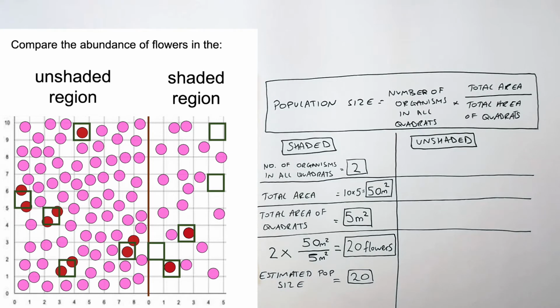And to calculate your mean, you can also just multiply your mean per quadrat times the total area. So it'll be 0.4 times 50. That will also give you an estimated population size of 20 flowers.